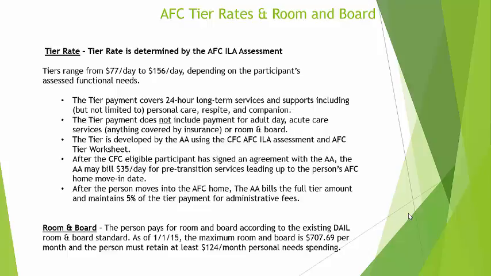So the tier payment covers the 24-hour long-term services and supports, including personal care, any respite or companion care. The tier payment does not include payment for adult day or acute care services, which would be anything covered by insurance, or room and board. The individual is responsible for paying room and board from their own income. So the tier, again, is developed by using the AFC ILA and the tier score worksheet.